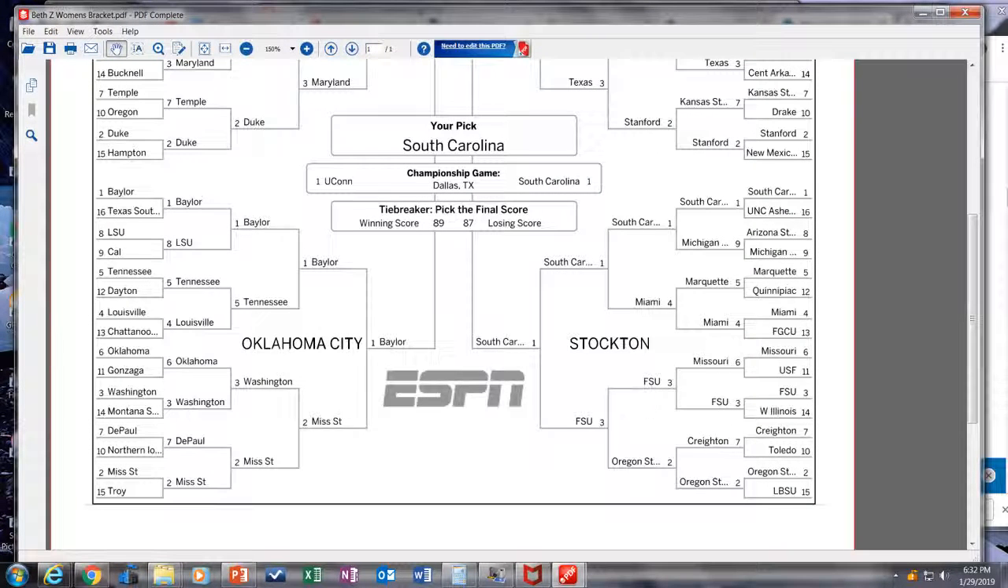This is the rest of Beth's bracket that I didn't show you before. Here are the rest of the teams: Plain, Oklahoma City region, and Stockton region.